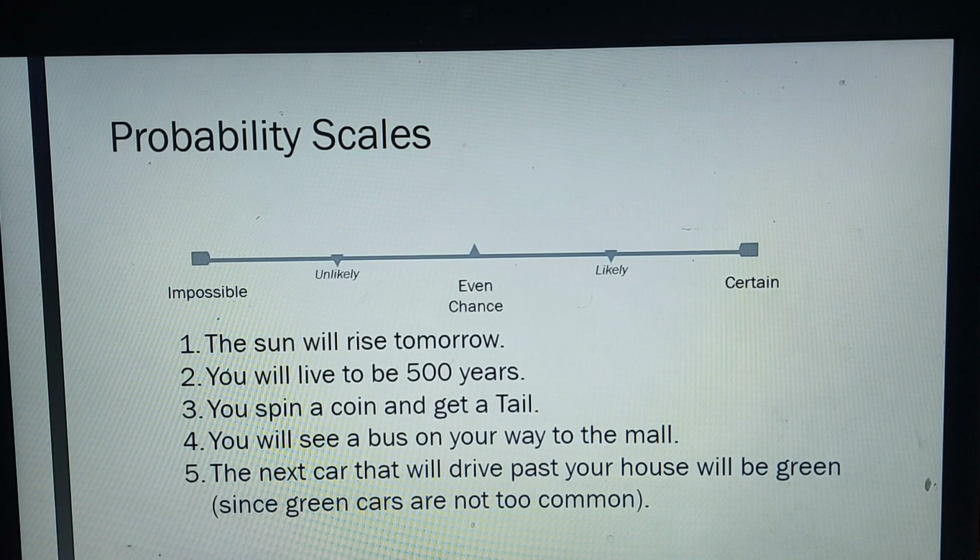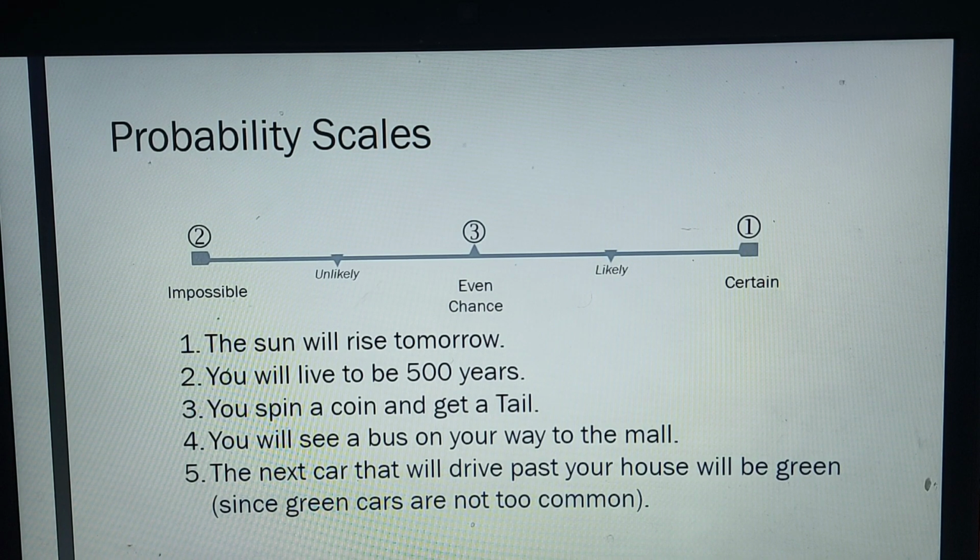So I'm going to start with the first one. It says, what is the probability that the sun will rise tomorrow? That's certain. The second one says, what is the probability that you will live up to 500? That's impossible. What is the probability that when you spin a coin, you will get a tail? When you spin a coin, you either get a head or a tail. So that's an even chance.